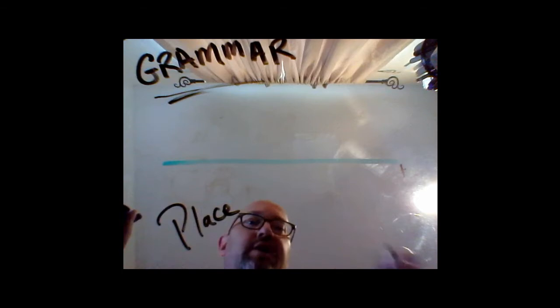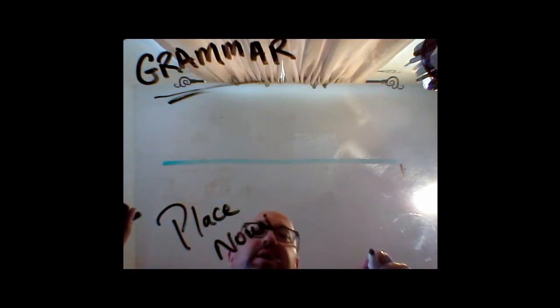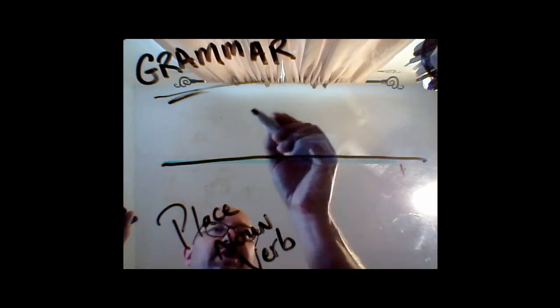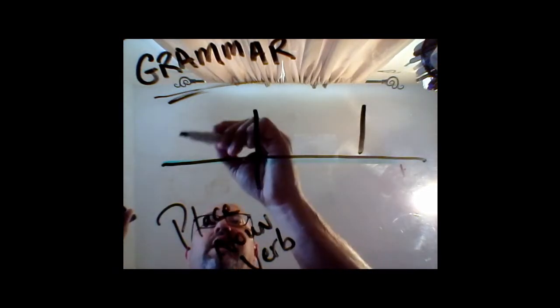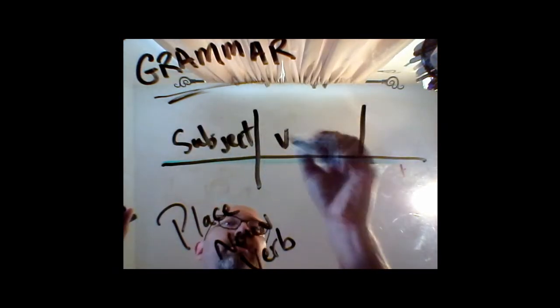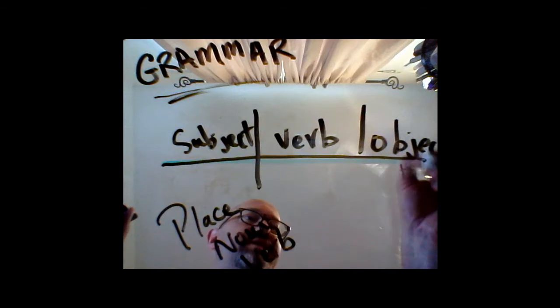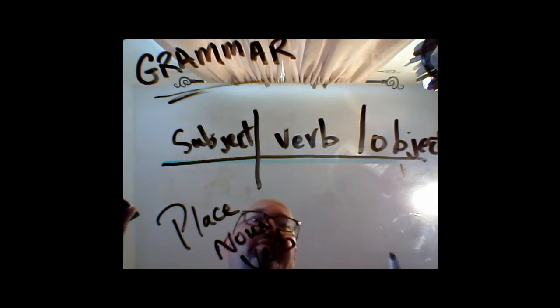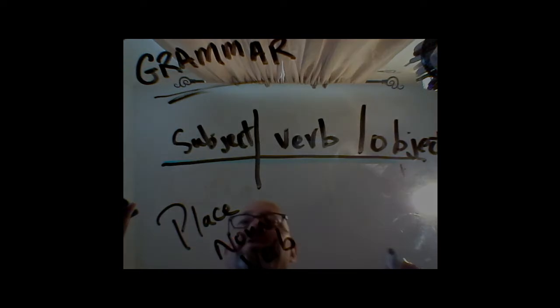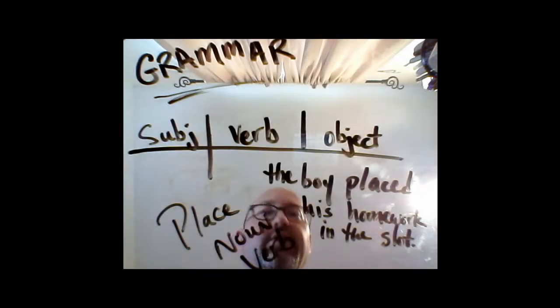And normally when we talk about subject-verb-object in all different parts of speech, we use a line with a slash like that, and we have a subject-verb-object. Now I'm going to use the word place as my example because the word place can be a noun, it can be a verb, it can be all sorts of different things. It can be subject, it can be verb, it can be object. And let's take a look at an example.